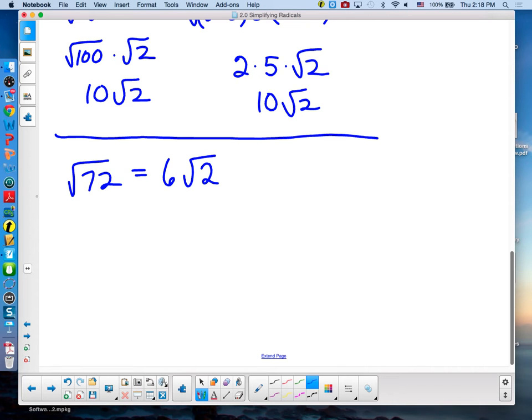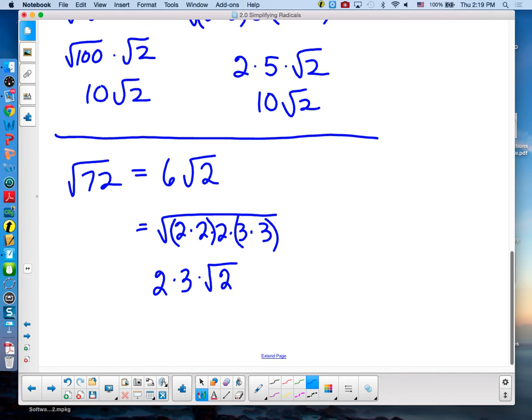Okay, want to see a method? If you did the complete factoring, your factoring was 2 times 2 times 2 times 3 times 3. Pairs can be simplified out. So there's a pair of 2s, so a 2 comes out. There's a pair of 3s, so a 3 comes out. But there's a 2 that doesn't have a partner, so it has to stay inside the house, whatever you want to call it. So 6 times the square root of 2.